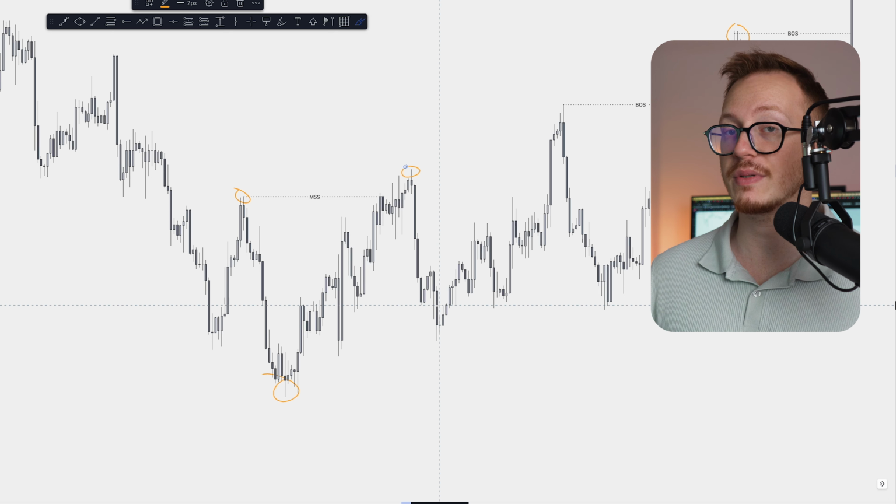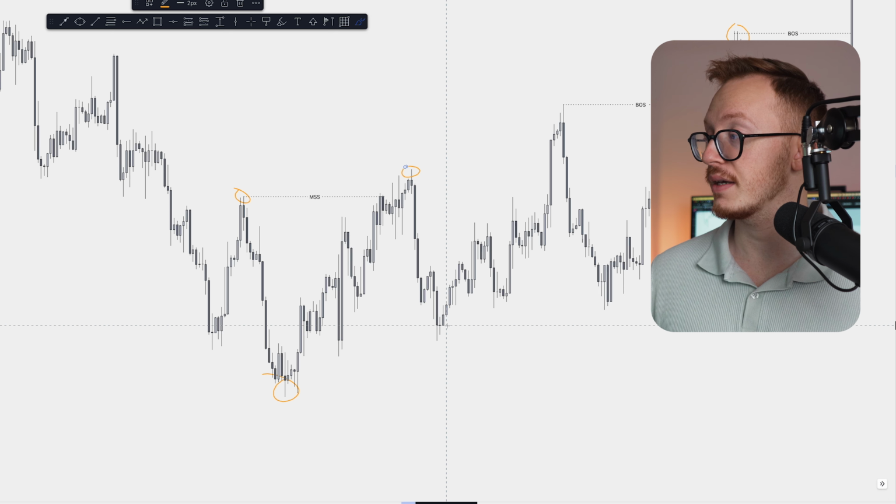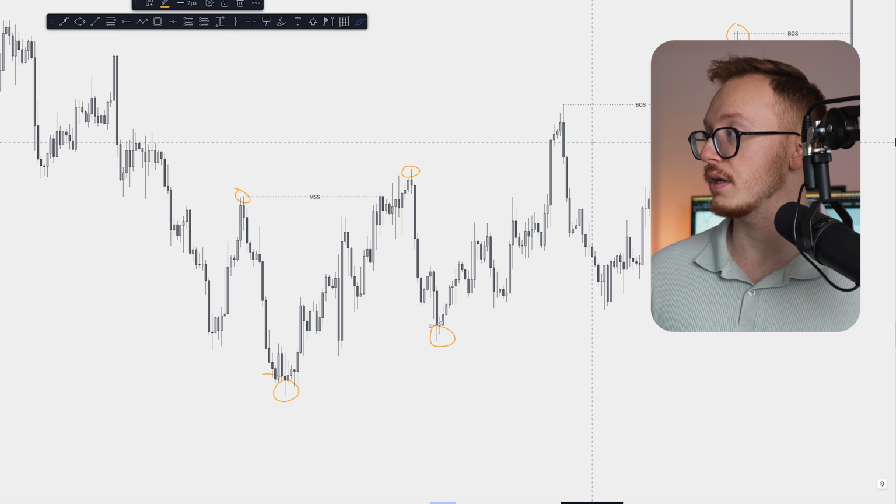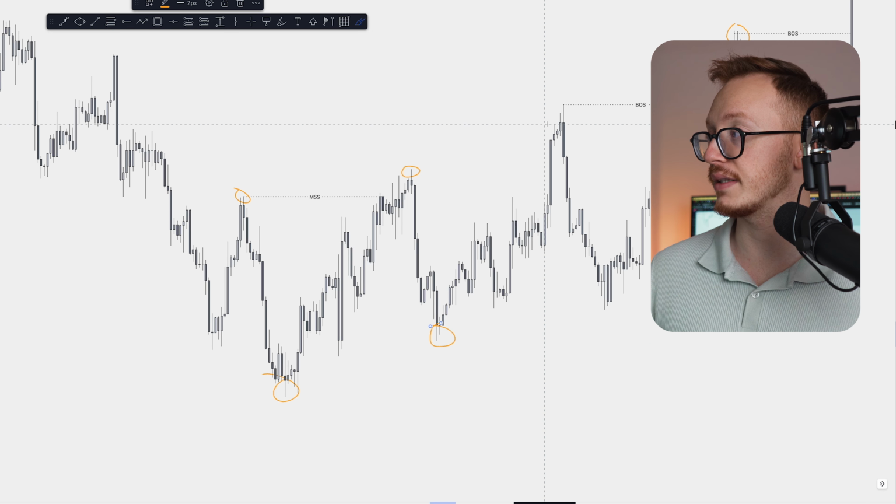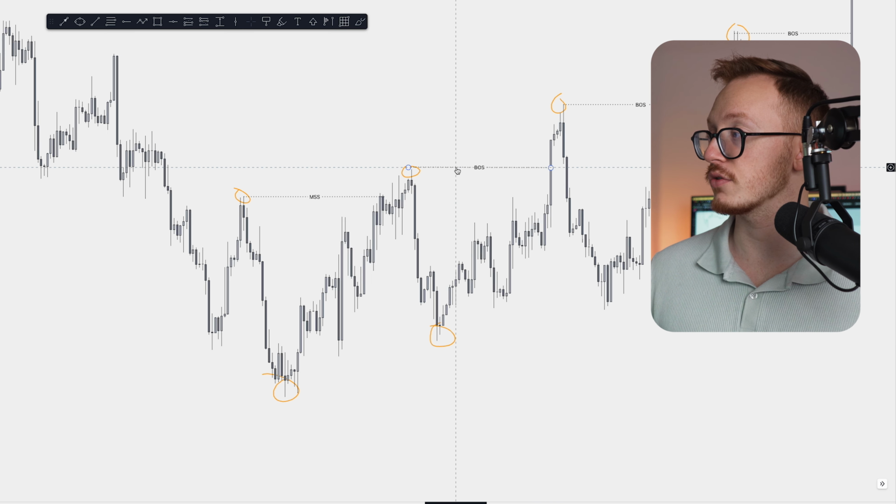Then we will search for the deepest point in the market that broke the previous high. That is this one right here. Then we mark out the high that breaks our previous one. That is this one right here. Then this will be our break of structure right here.